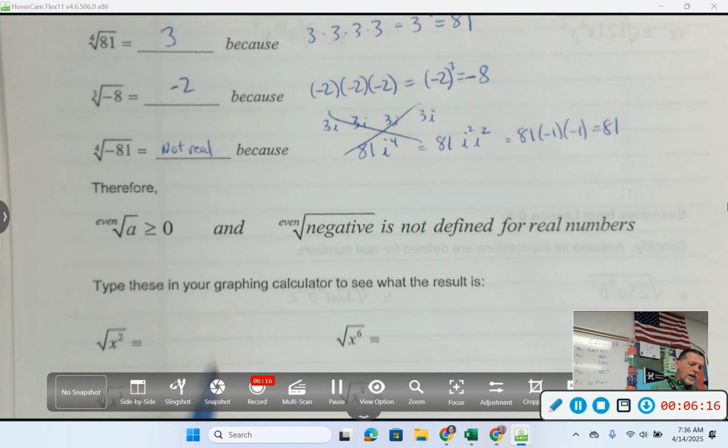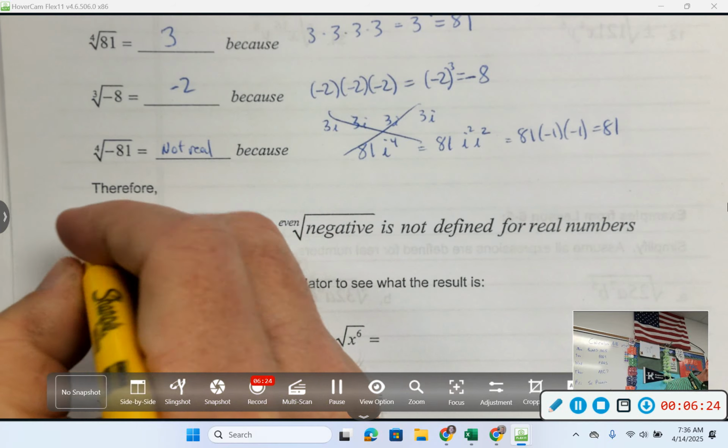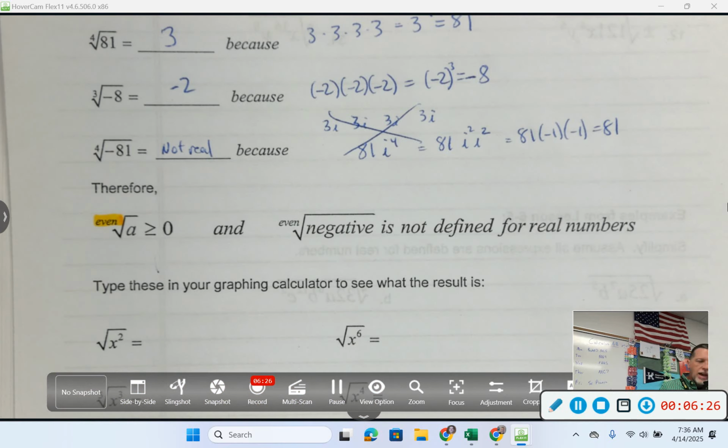So, what we're mainly focused on here is, I don't like how this is worded, but the even root will be greater than 0. An even root, the answer will be greater than 0, as long as a is positive.